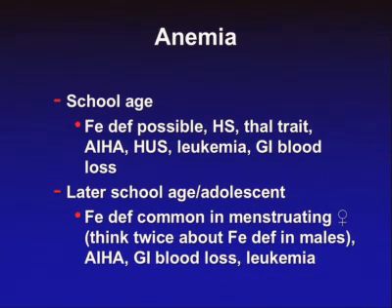In the later school age or adolescent patients, iron deficiency for sure, common in your menstruating females. Always, always, always think twice or 3 or 4 times about iron deficiency in males, okay? You shouldn't see that in a teen boy. That young man needs a GI evaluation quite promptly. Think about autoimmune hemolytic anemia in these patients, for sure GI blood loss again, and leukemia, okay?